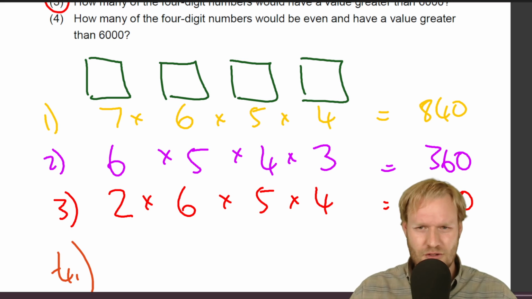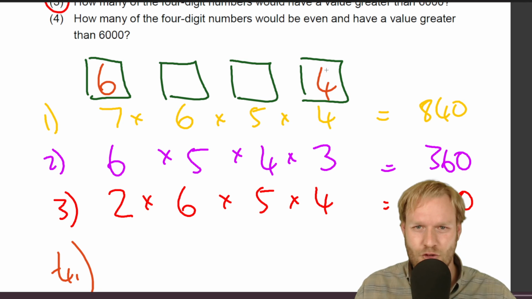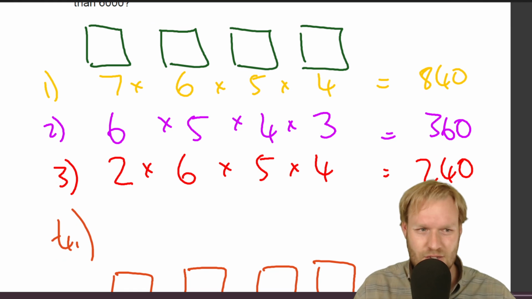So we've got one of two options here. This end digit has to be even, so it has to be 2, 4, or 6. And this first number has to be 6 or 7. Now, if this is 6, our last option could only be 2 or 4. It can't be 6 anymore. So there are only going to be two options. If this is a 7, then the last digit could be 2, 4, or 6. So there are two different things that we have to think about.